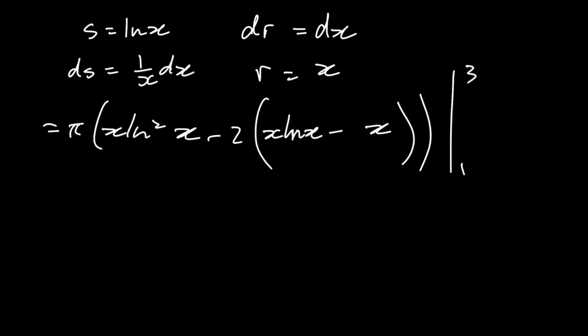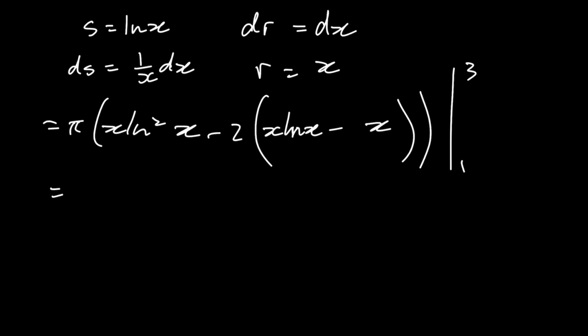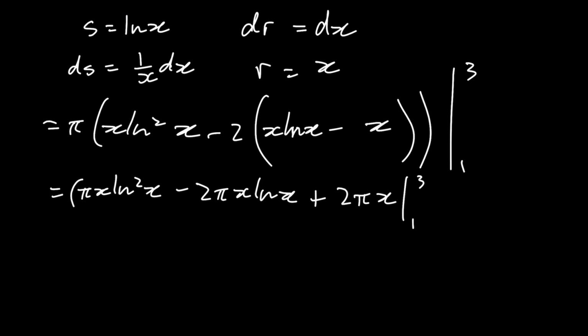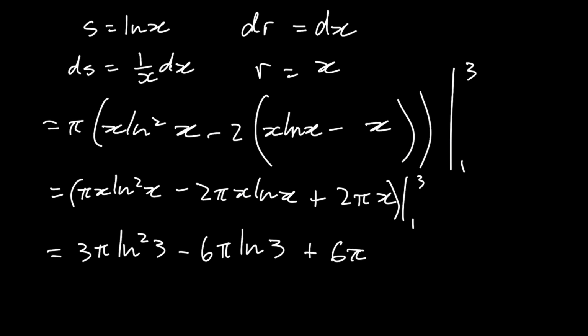All right. Now what we can do is simplify this, or expand it, rather. So distributing this pi, we get pi x natural log squared of x minus 2 pi x natural log of x plus 2 pi x. And that's integrated from 1 to 3, all of that. Okay, now substituting in 3, we get 3 pi times the natural log squared of 3 minus, and now this x times this 2, when x is equal to 3, is going to be negative 6 pi times the natural log of 3, and then that's plus 6 pi, because we substituted in 3 for the x.